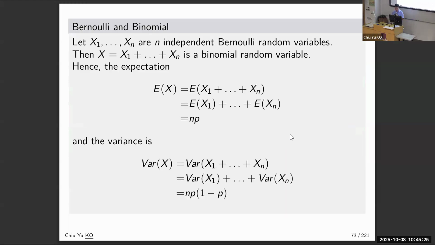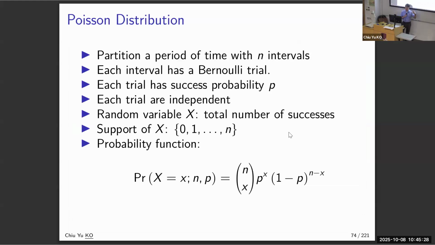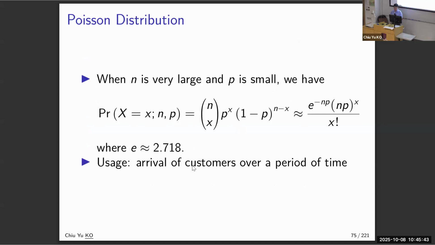And as we said, the binomial is the basis for the rest. Poisson is just the case of binomial where n is very large and p is very small. It's very useful to model how many customers arrive over a period of time. So for a given time period, how many events happen? That is very useful to model the time dimension as the number of things to happen.